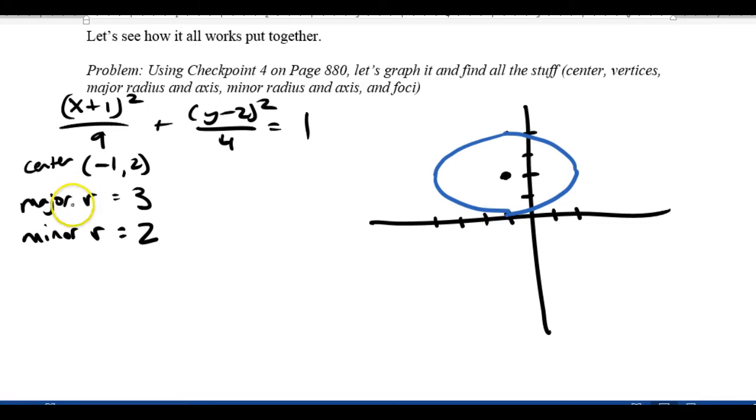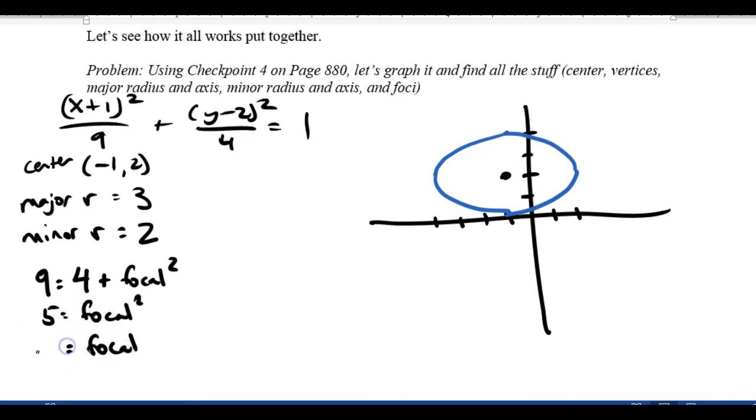Now, we've got our center, our major radius, and our minor radius. With our major and minor, we can also find our focal radius from the formula we just learned. So, the major radius squared, 9, is equal to the minor radius squared, 4, plus the focal radius squared. So, 5 is equal to the focal radius squared, and the focal radius is the square root of 5. Square root of 5 is, of course, 2 point something. So 1, 2 point something. I'll give it a little bit of a guesstimation there. There are our foci.